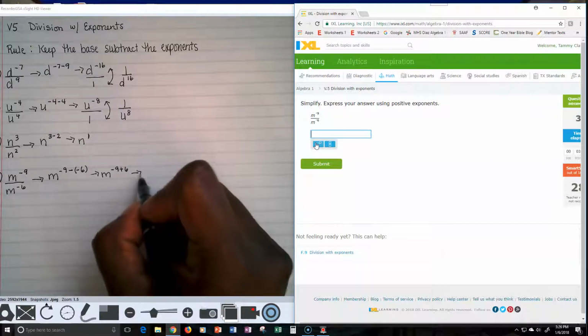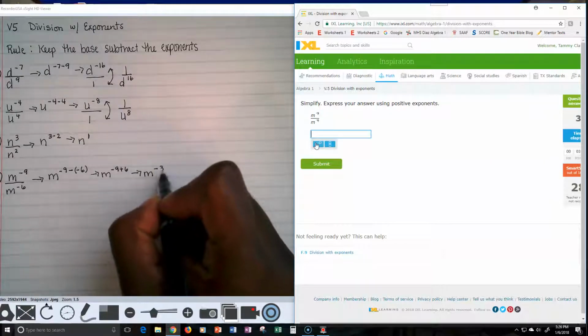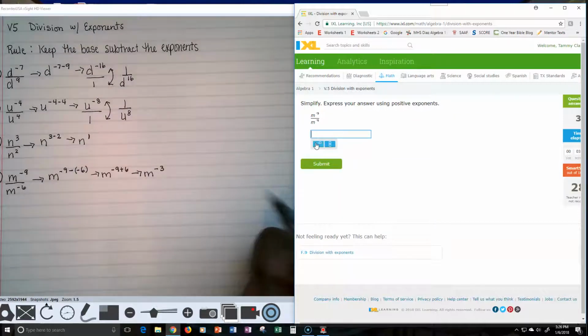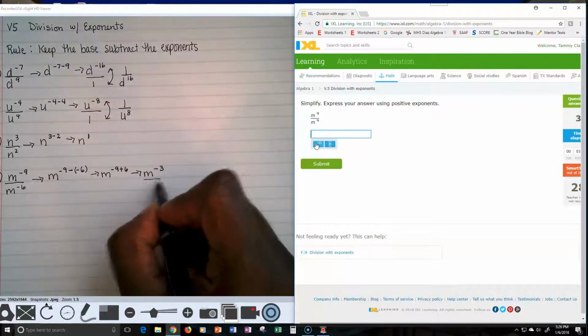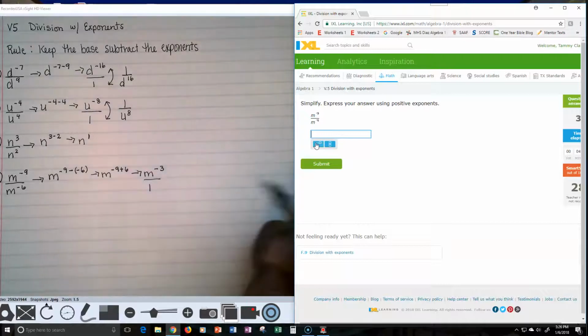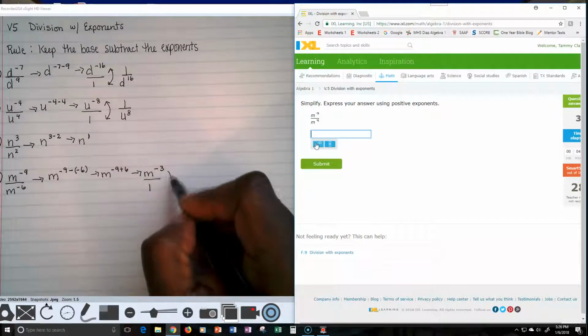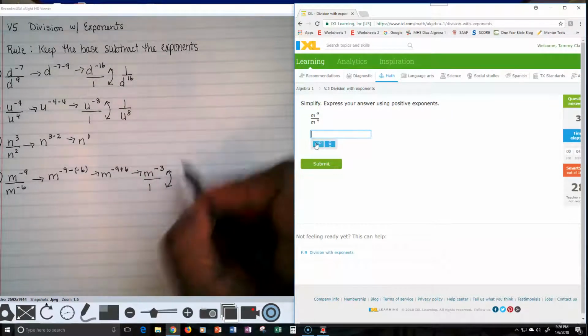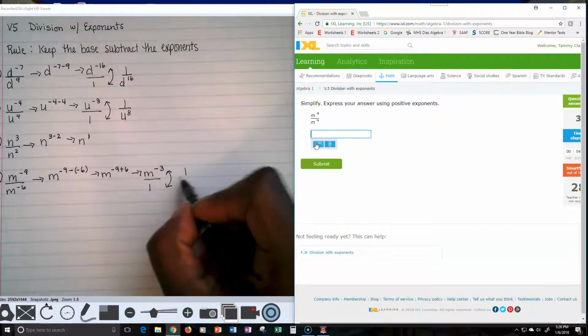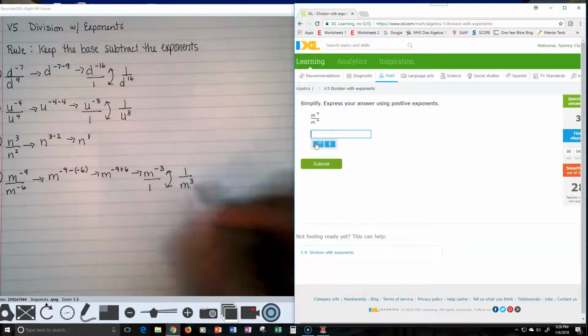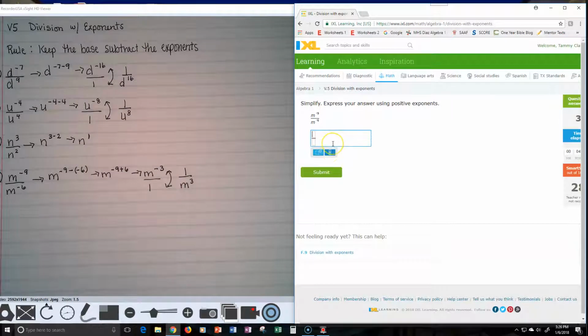And that equates to m to the negative 3rd power. And again, we can't have a negative because they ask us to write this using positive exponents. So we're going to flip it to its opposite base so that we end up with a positive exponent. So that was 1 over m to the positive 3.